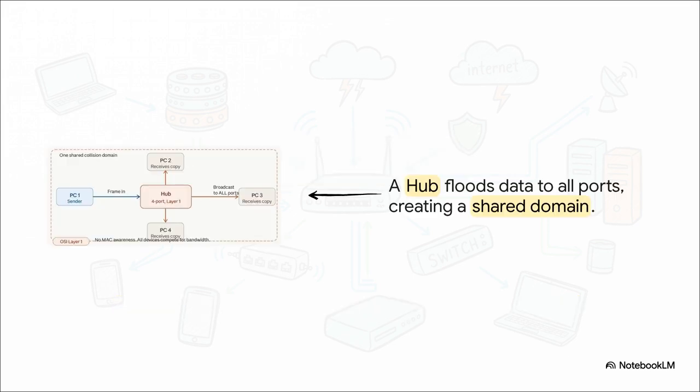But what if you need to connect more than just two computers? Well, if you take a repeater and give it a bunch of ports, you get a hub. Now, a hub is a legacy Layer 1 device, and frankly, it has no brain. When one PC sends a frame of data in, the hub just blindly floods that data out of every single other port. It's kind of a mess. It creates this single shared collision domain where all the devices are just constantly competing for bandwidth. If two devices try to talk at the exact same time, their signals literally physically collide.